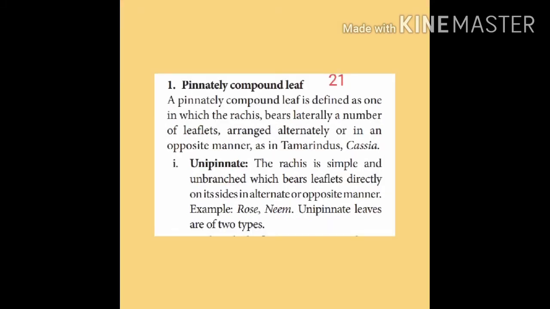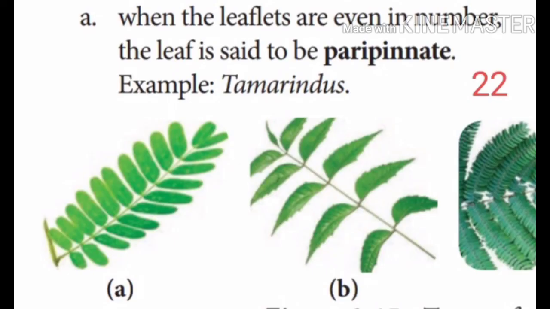Then the types of leaves are simple and compound leaves. Simple leaves are leaves where a single leaf is attached to the stem. Compound leaves are where a small branch arises from the stem, and from that branch you have many leaves arising. That is called a compound leaf. When I show you the example, you will know. You should have seen moringa or neem, which show the compound leaf.